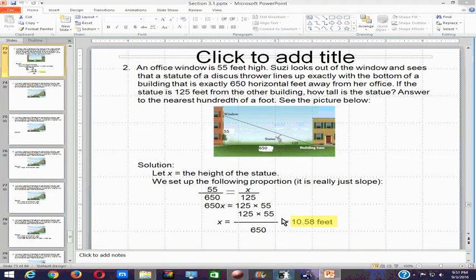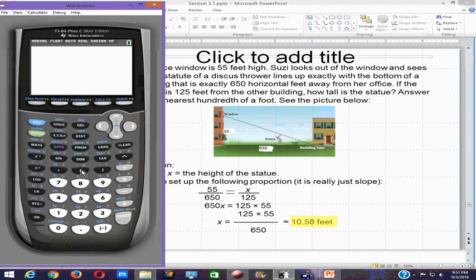And again, to take out the calculator here, parentheses, because they've got an operation, 125 times 55, close parentheses, divided by 650. And 10.576, so to the nearest hundredth, 10.58 feet.